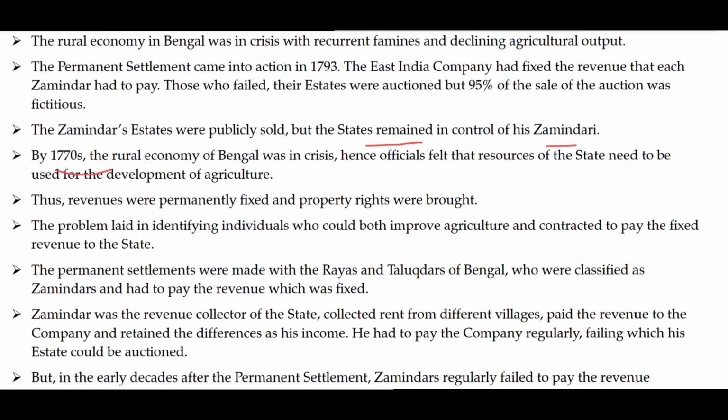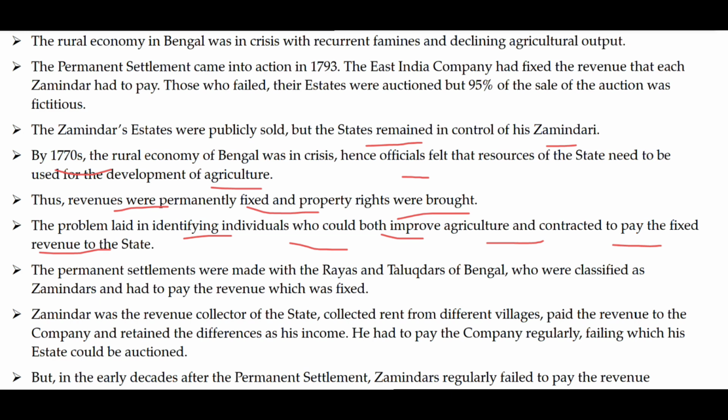By the 1770s, the rural economy of Bengal was in crisis. Hence, officials felt that the resources of the state needed to be used for the development of agriculture. Thus, revenues were permanently fixed and property rights were granted. The problem lay in identifying individuals who could both improve agriculture and contract to pay the fixed revenue to the state. The Permanent Settlement was made with the Rajas and Taluqdars of Bengal, who were classified as zamindars and had to pay the revenue which was fixed.